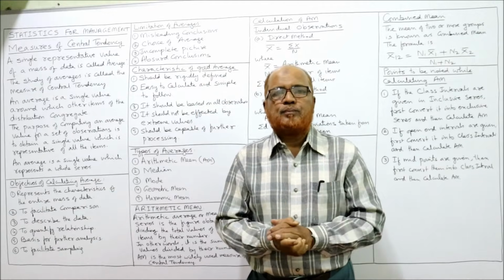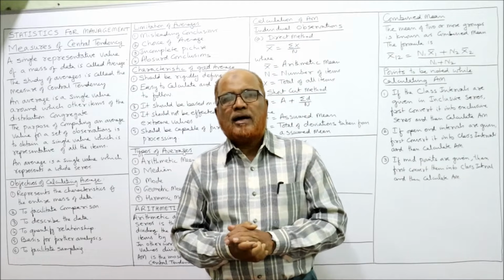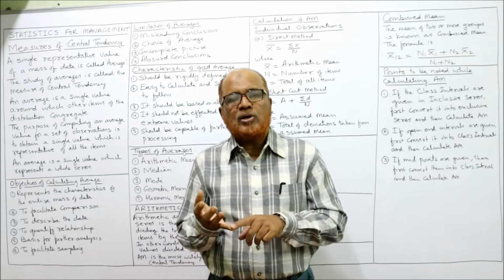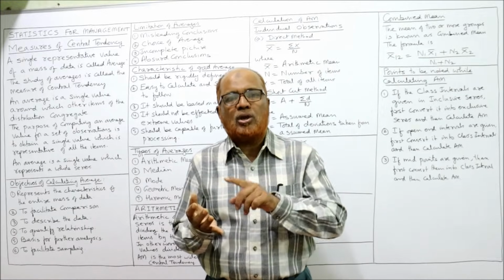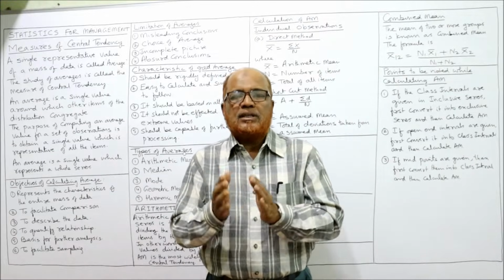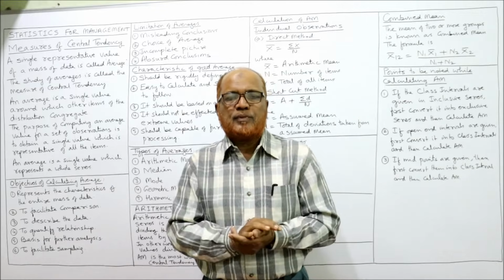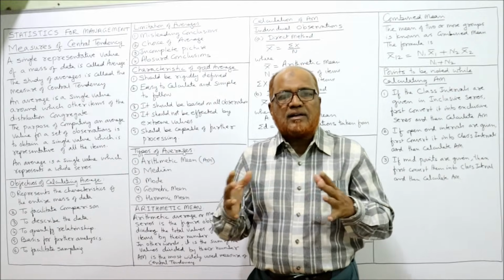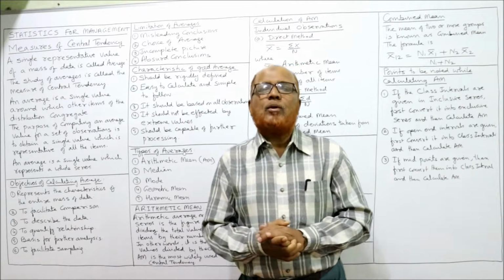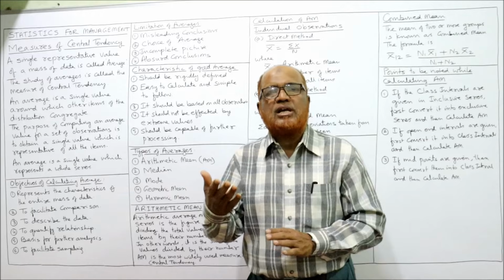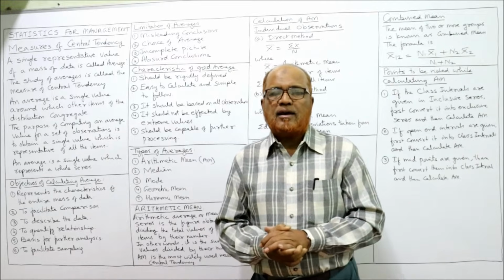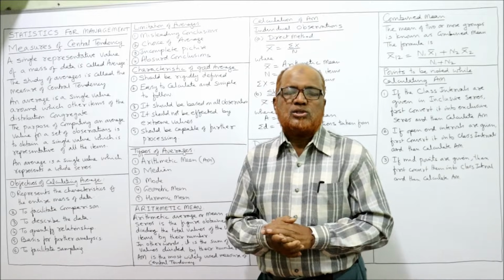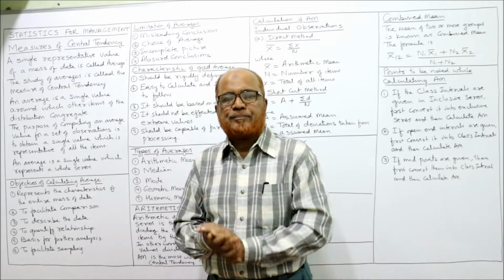Unit number 2. Random variable and theoretical distributions, binomial distribution, Poisson distribution, normal distribution. These are the topics in unit number 2. Unit number 3, sampling, different types of sampling, hypothesis testing and procedure in hypothesis testing, and large sample tests, Z test. So these are the topics in unit number 3.